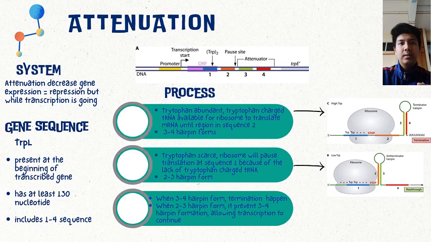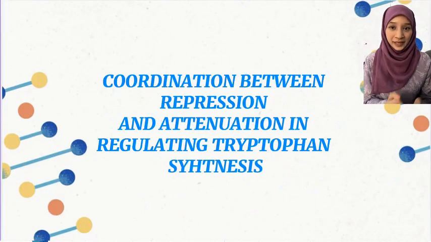When tryptophan is scarce, the ribosome will pause its translation at sequence 1 because of the lack of tryptophan-charged tRNA, and this will result in the formation of the 2-3 hairpin. The 2-3 hairpin formation prevents the 3-4 hairpin from forming, which allows the RNA polymerase to continue the transcription process. Thank you for the explanation, Faris.